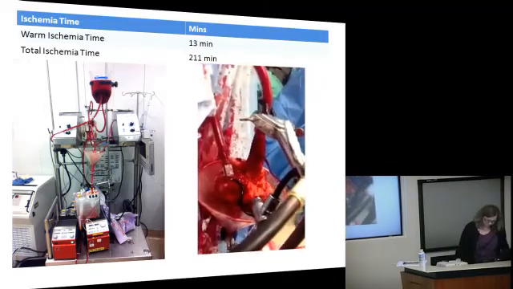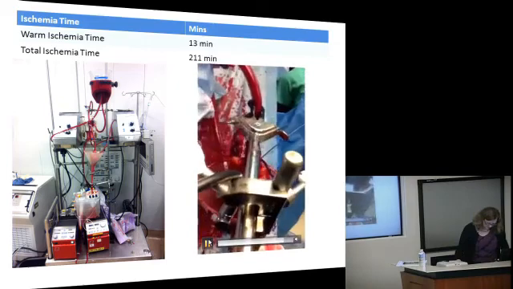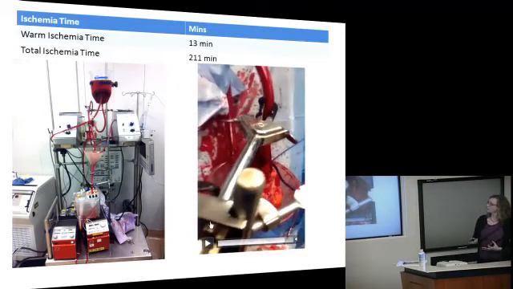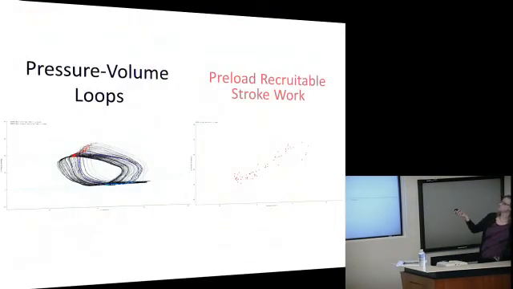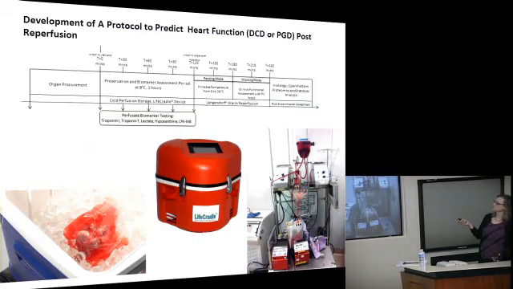We're trying to develop a protocol. This is an example of the pressure volume loops that we can obtain ex vivo. So this gives us an indication of the degree of function that we have on these hearts. But what we're trying to do in the laboratory is to develop a protocol that will enable us to predict the function of a DCD heart post-reperfusion on an ex vivo circuit.